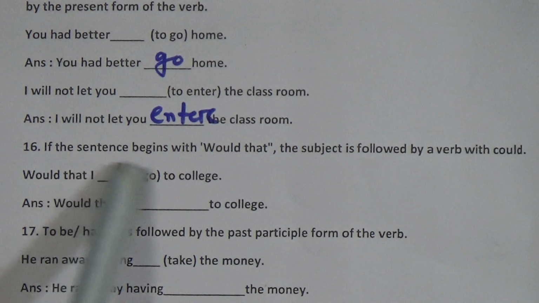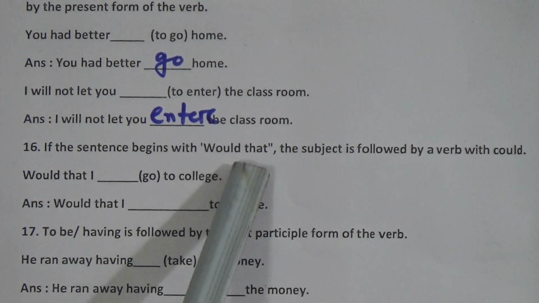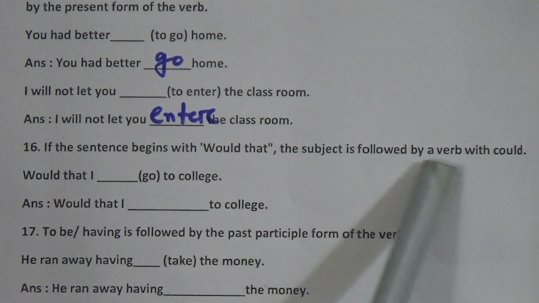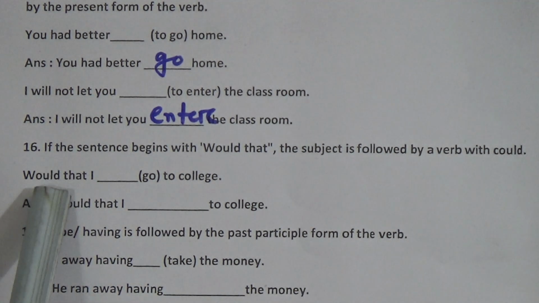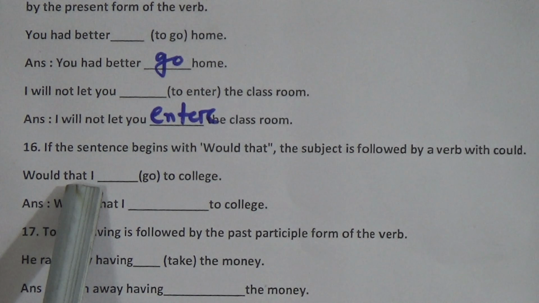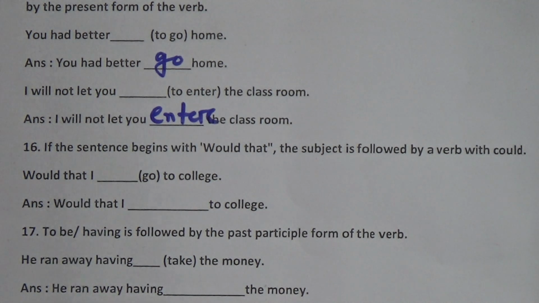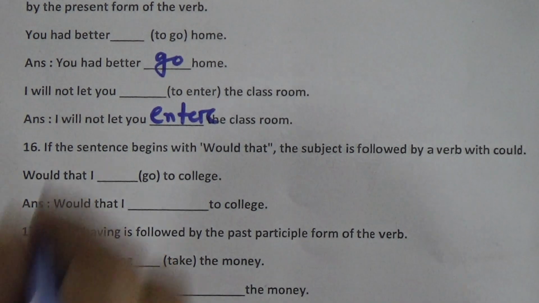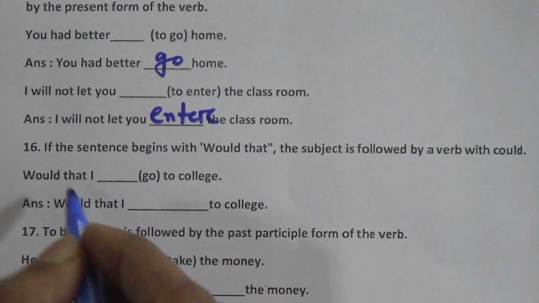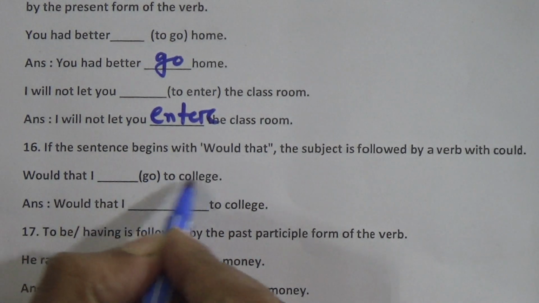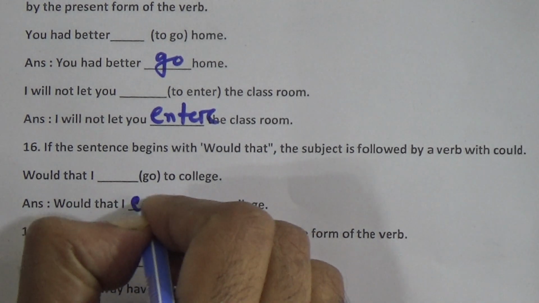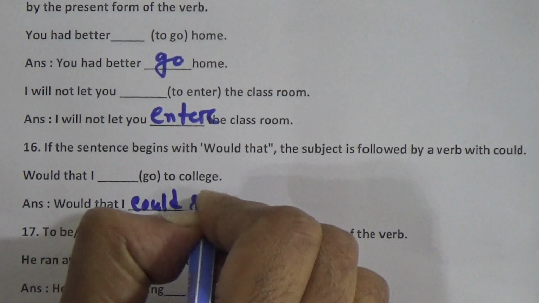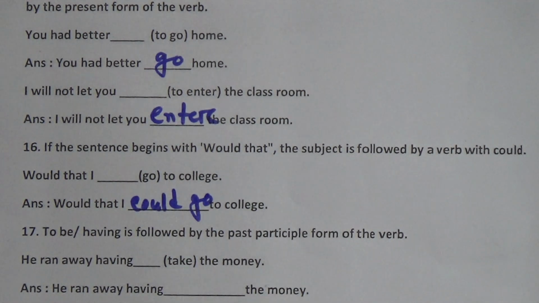Rule 16. If the sentence begins with would that, the subject is followed by a verb with could. That means if the sentence starts with would that, we will use could plus the base form of the main verb. That means would that I dash go to college? The answer will be would that I could go to college.